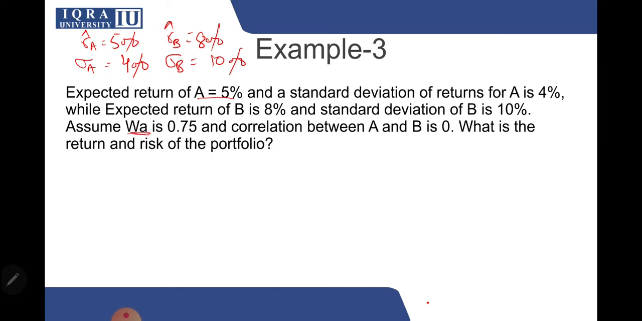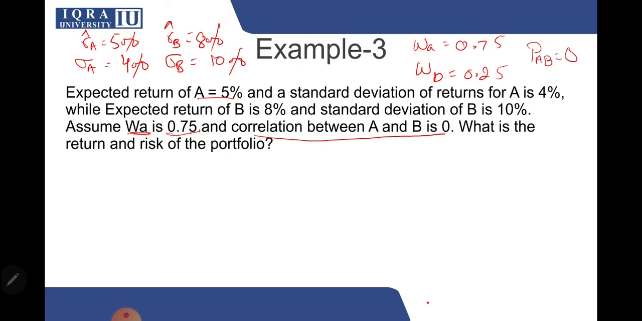Assume WA is 0.75. So the weight of stock A is 0.75, then the weight of B will automatically be 0.25 because this should add up to 1. And the correlation between A and B is 0. So the correlation between A and B is 0. What is the return and risk of the portfolio?